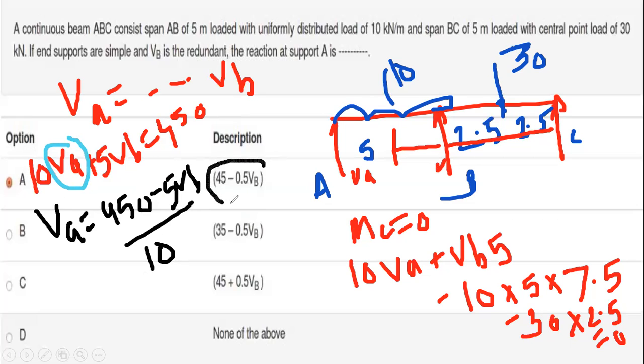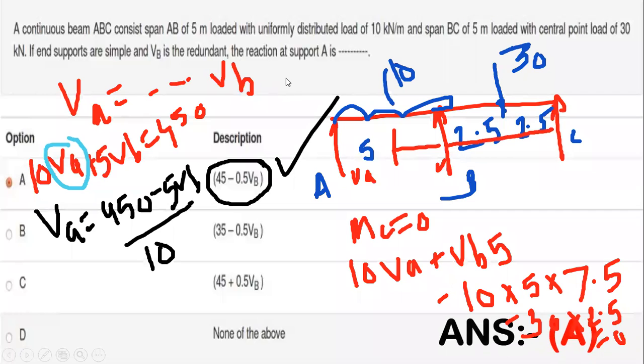So the answer is option A. Option A is the answer for this particular MCQ.